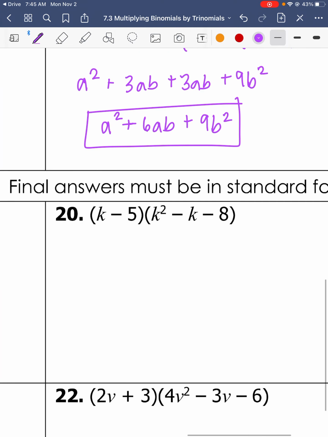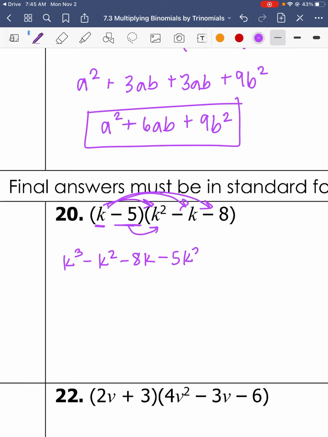Okay, looking at number 20, we'll start with k here. K times k squared is k cubed. K times negative k is negative k squared. K times negative 8 is minus 8k. Then we're looking at a negative 5 here. Negative 5 times k squared is minus 5k squared. Negative 5 times negative k is positive 5k, because a negative times a negative is positive. And then negative 5 times negative 8 is positive 40 here.